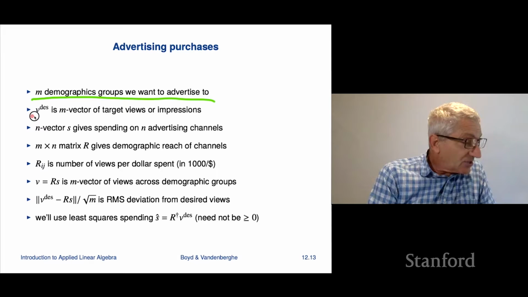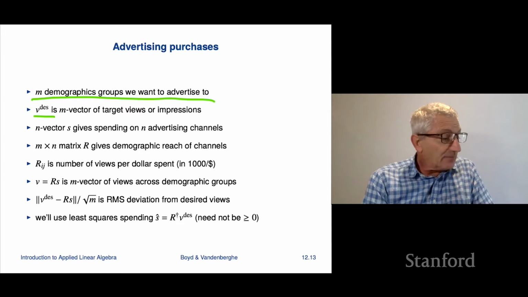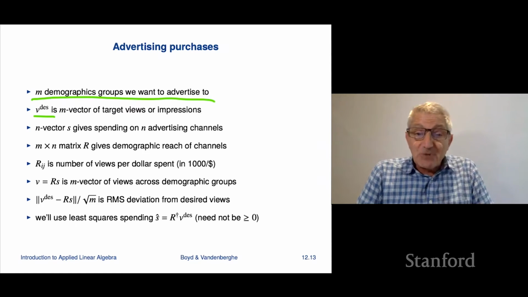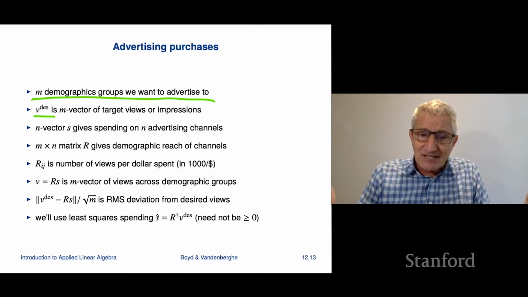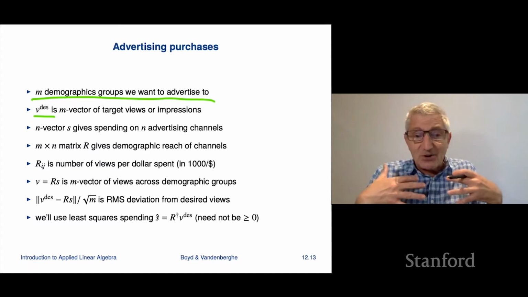And what I do is I have a target, v desired, v superscript des, which is for desired. That's an M-vector of target views or impressions. Now, by the way, you don't need to know this. The class is not about advertising, obviously. It's just an example, so don't worry if you don't know. It's not like I know that much about this either.